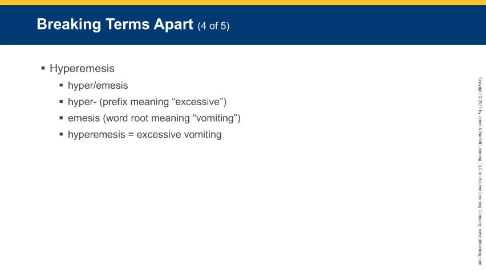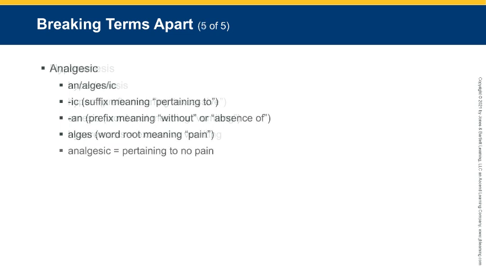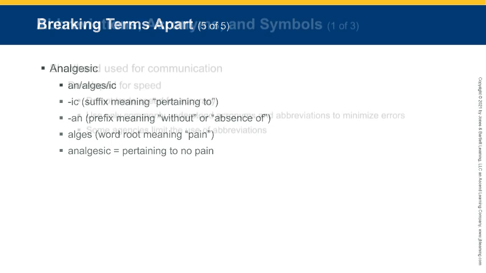Hyperemesis combines hyper- meaning excessive, and emesis, meaning vomiting. Together, it means excessive vomiting. Analgesic breaks down into an- meaning without, alges meaning pain, and ic meaning pertaining to. Analgesic means pertaining to no pain.